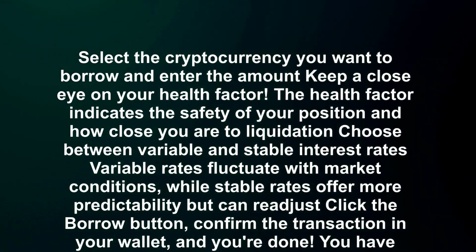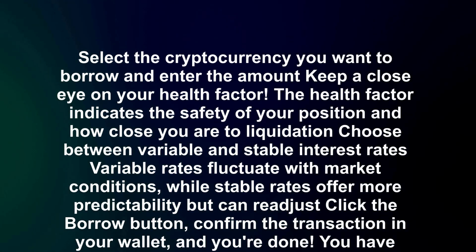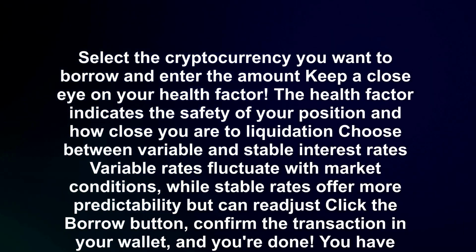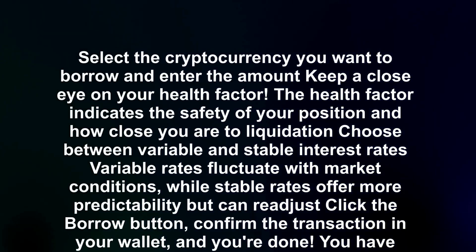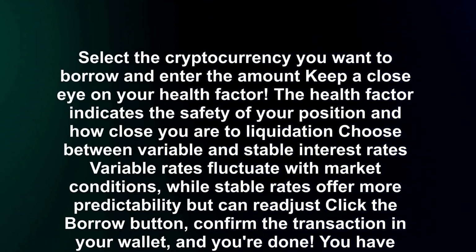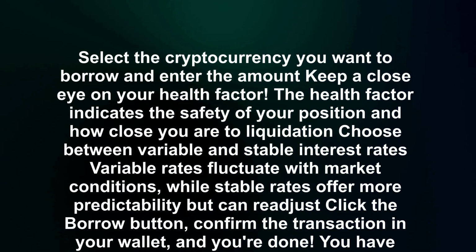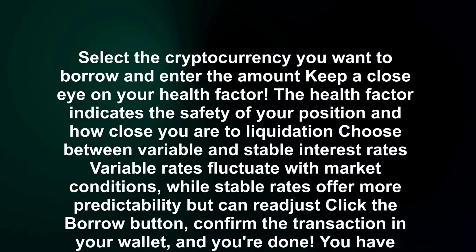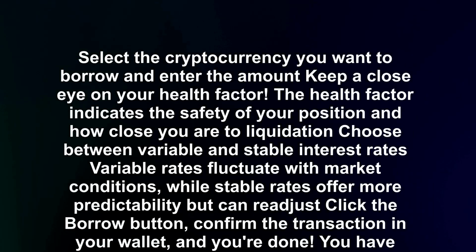Choose between variable and stable interest rates. Variable rates fluctuate with market conditions, while stable rates offer more predictability but can readjust. Click the Borrow button. Confirm the transaction in your wallet, and you're done. You have successfully borrowed crypto on Aave.